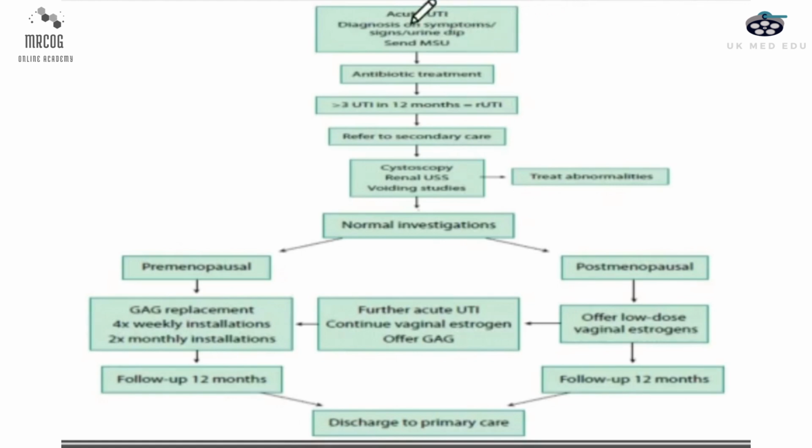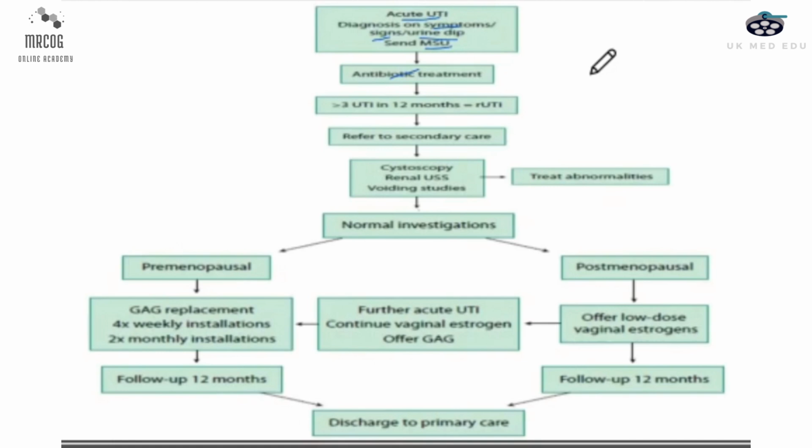A woman presents with an acute UTI. We don't always need complex tests right away. The diagnosis can usually be made based on clinical symptoms, signs, and positive urine dipstick. But importantly, we should send a midstream urine sample for culture so we know which organism is responsible and what antibiotic it is sensitive to. Once UTI is confirmed, we offer antibiotic treatment based on local guidelines or culture results.